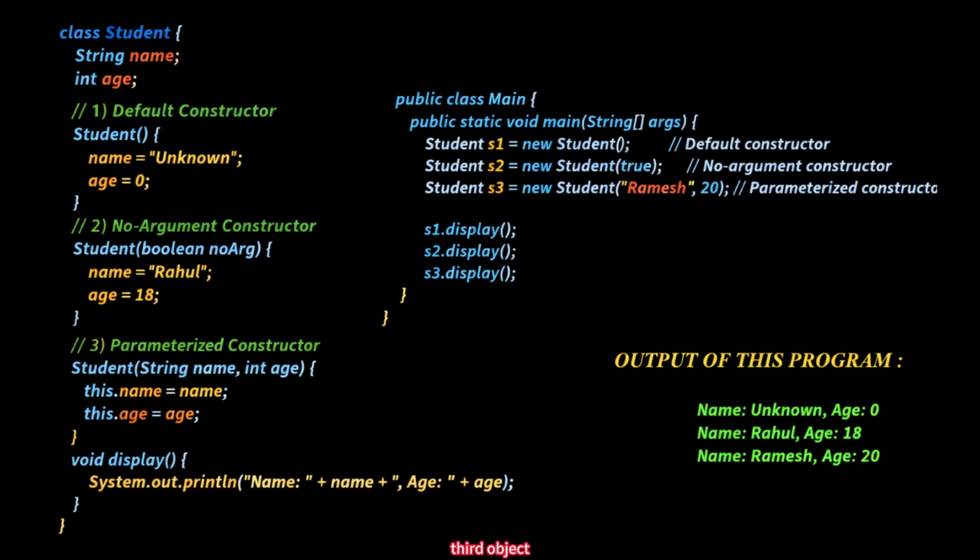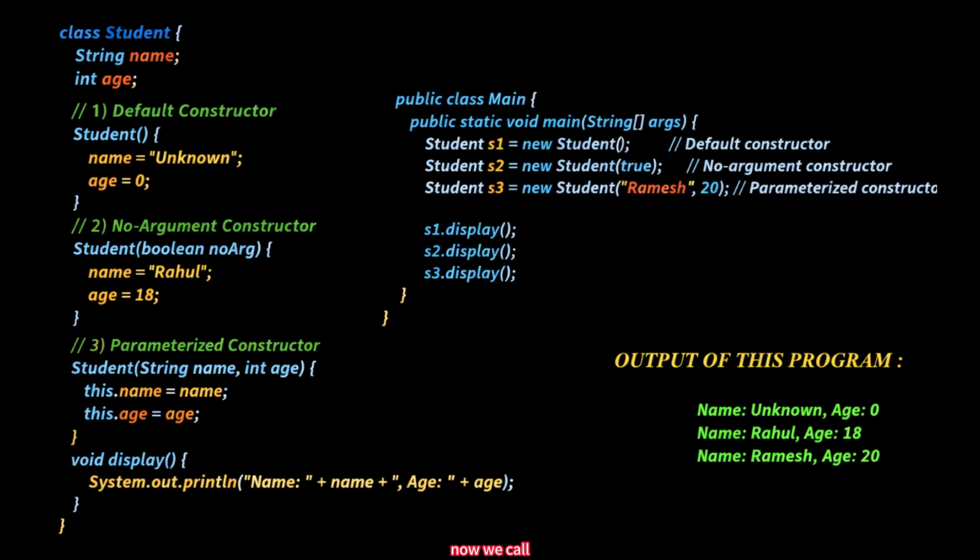Third object, student S3 is equal to new student, Ramesh, 20. Here, we are passing two parameters, Ramesh, 20. So the parameterized constructor is called because it matches two parameters. It assigns name is equal to Ramesh, age is equal to 20.